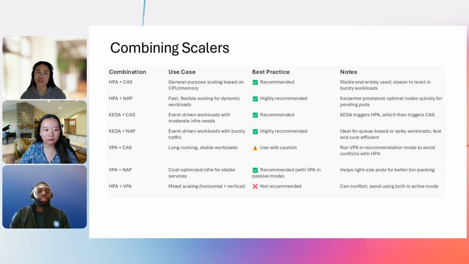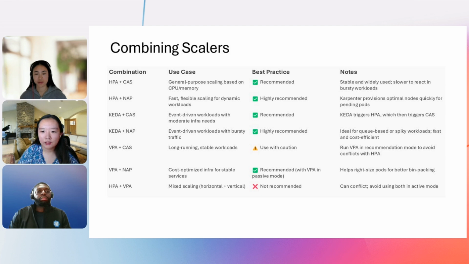How common is it for customers to use a mix of app scalers and/or app plus infrastructure scalers? And what are some of these safe combinations that customers should be exploring? Amanda, do you want to take that?